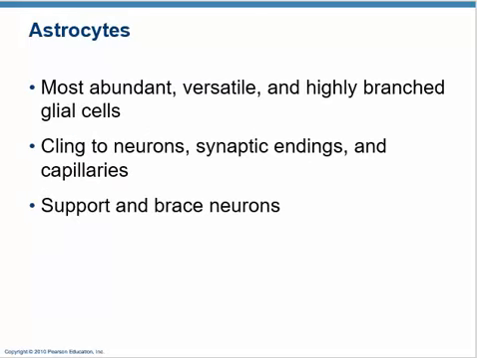So the astrocytes, which are found in the central nervous system, are, astro means star, cyte means cell, so these are star-shaped cells. They support and brace the neurons. They give structure.